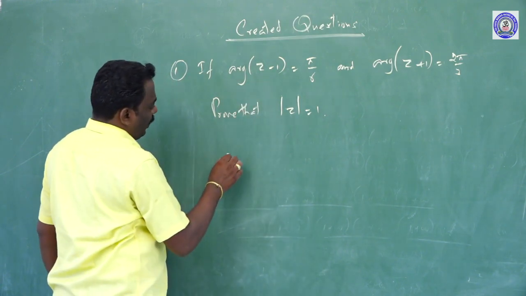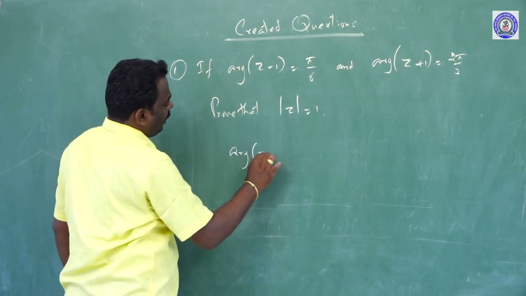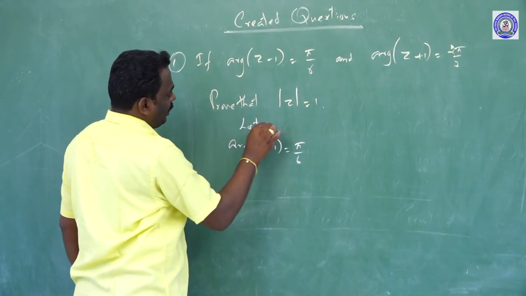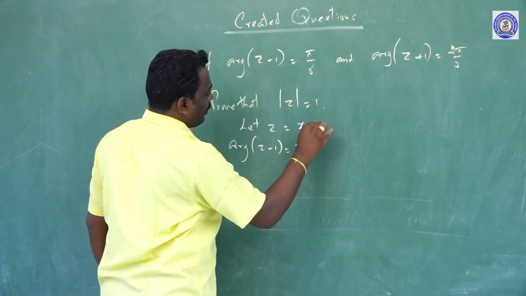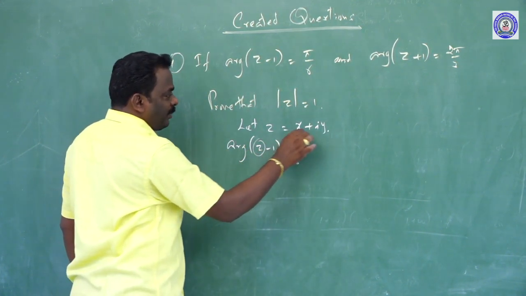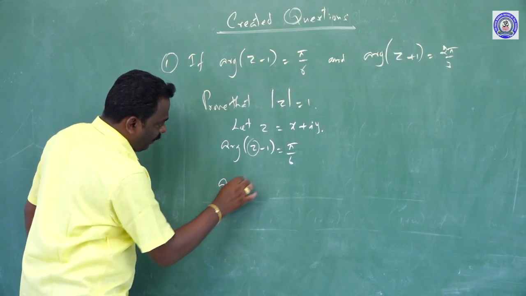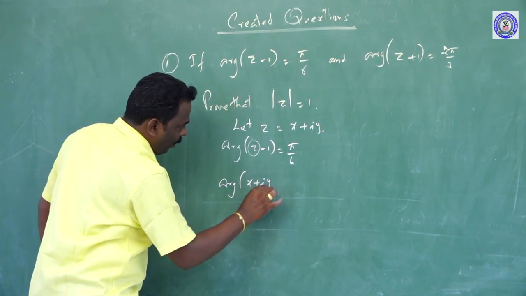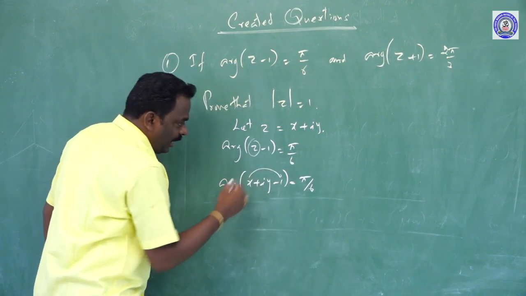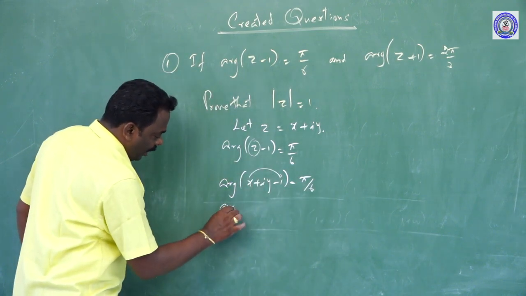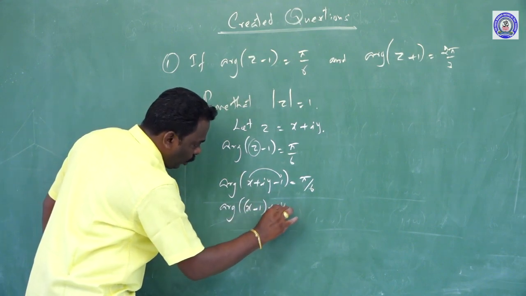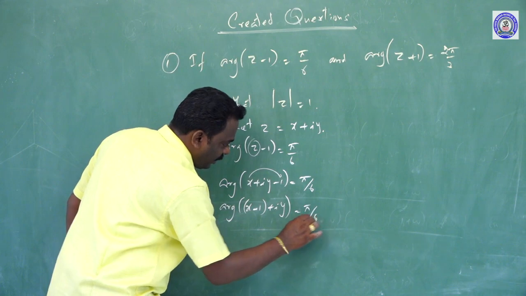What is given? First, the argument of z minus 1 is equal to pi by 6. Let us consider z equal to x plus iy, the complex form. Now replace z with x plus iy. Therefore, the argument of x plus iy minus 1 is equal to pi by 6. Now collecting the real terms, the argument of (x minus 1) plus iy is equal to pi by 6.